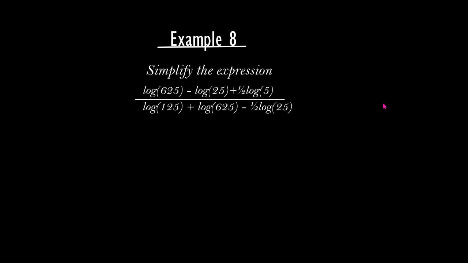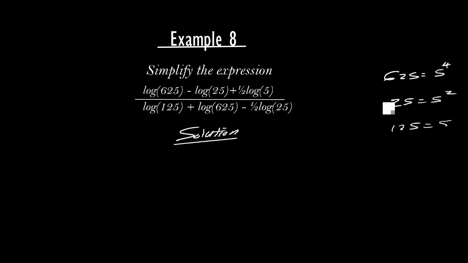Example number 8, you've been told to simplify the expression. In the numerator, log 625 minus log 25 plus a half log 5. In the denominator, we have log 125 plus that minus that. So 625 is the same as 5 raised to power 4. 25 is the same as 5 squared. 125 is the same as 5 raised to power 3.